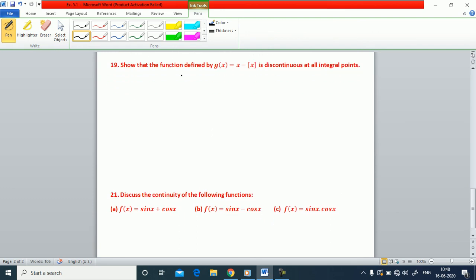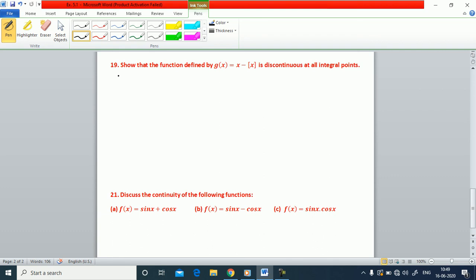They are saying show that the function defined by g(x) is equal to x minus greatest integer function x is discontinuous at all integral points. So if x is an integer, you have to show that is the point where the continuity of this is going to break. So we will assign x a value which is an integer, and then we will show it as discontinuous at that point. You can take 0, you can take positive integer, you can take negative integer. For each it can be checked.